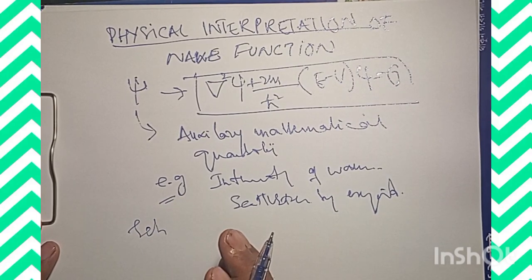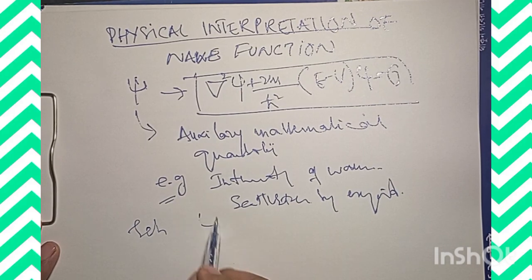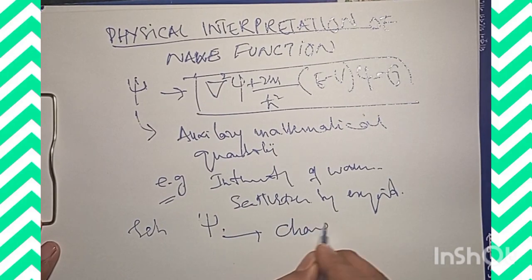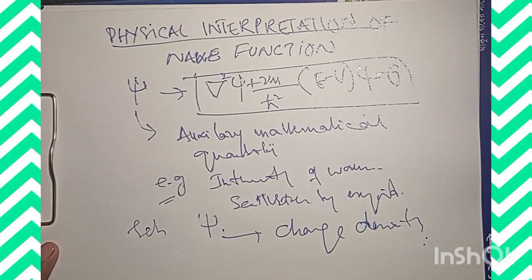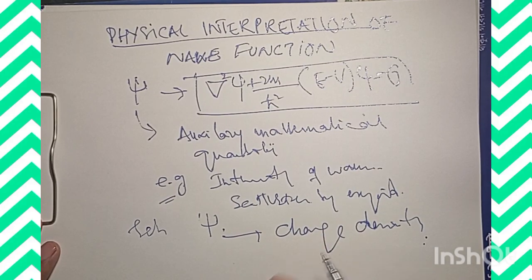And even Schrödinger himself attempted the physical interpretation of this psi in terms of charge density, as a beam of electrons exhibits a diffraction phenomenon like X-rays. One might use the optical analogy to arrive at the physical significance of psi that I'm talking about.